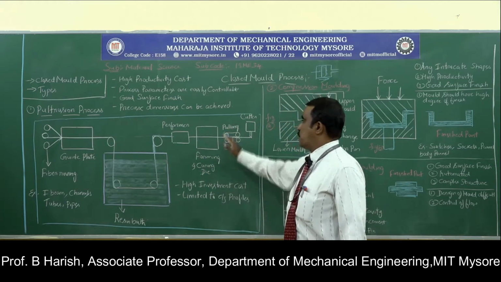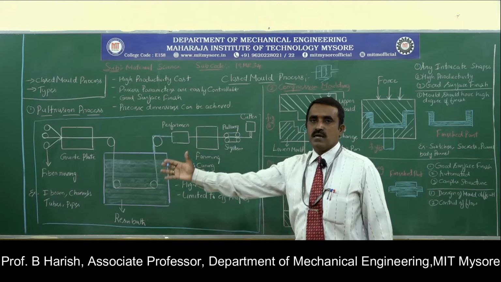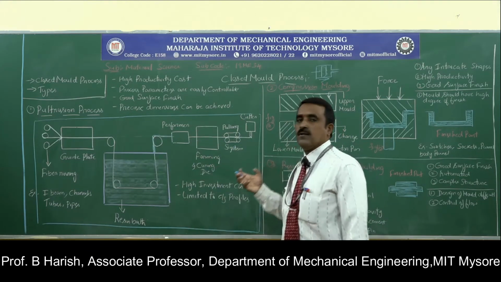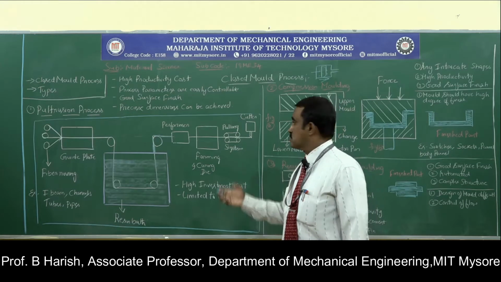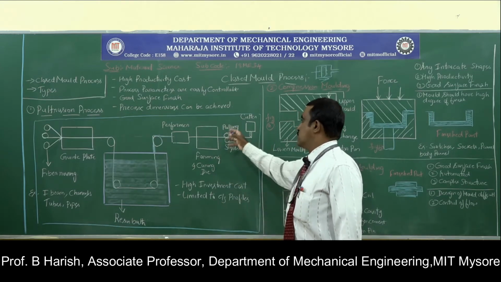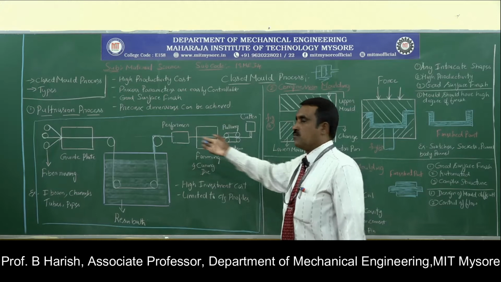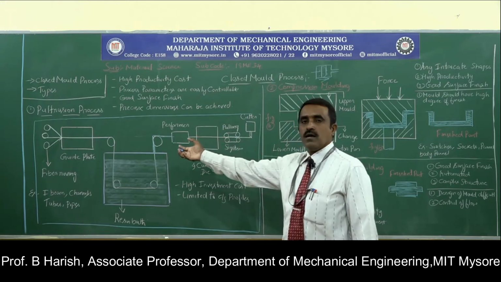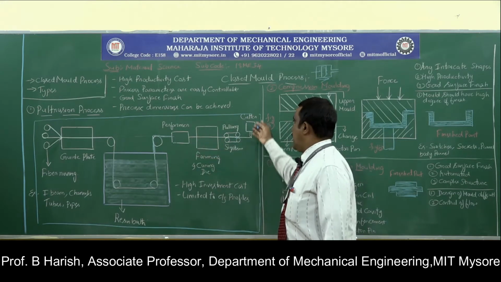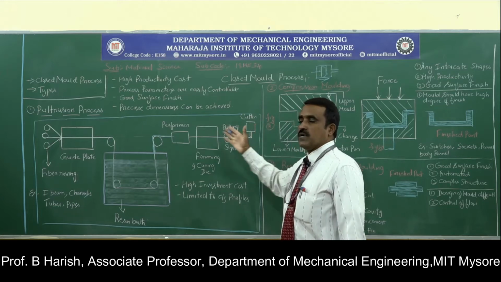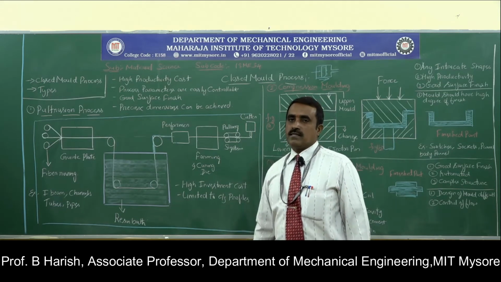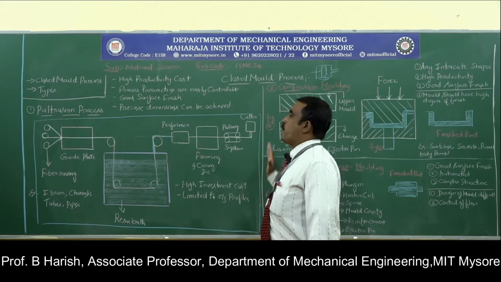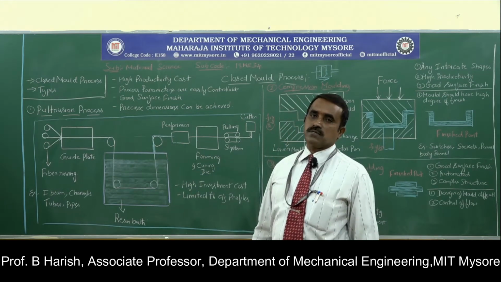Then this is the pulling system, as I just now mentioned. We are pulling out the composite material. That's why its name is given as the pultrusion process. This is called the pulling out system, which pulls out your composite material. And finally, this is the cutter, which cuts the required length. So these are the individual parts of this pultrusion process.